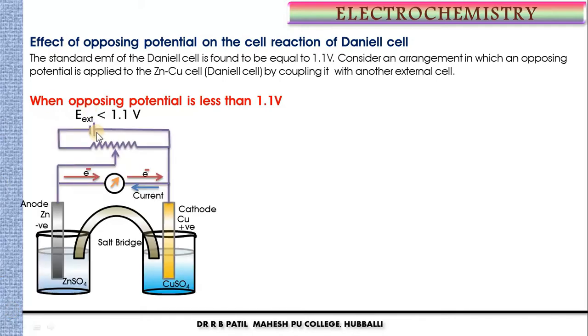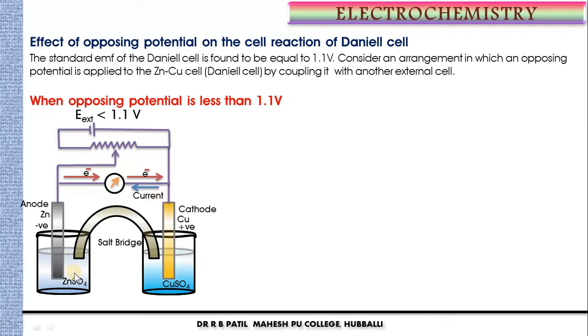See, this is the arrangement we have in the Daniell cell. This is the external source of battery from which we are applying external voltage that is less than 1.1 volt to the Daniell cell. This is our Daniell cell. Under that condition, there will not be any change in the functioning of the Daniell cell. Electrons will flow from zinc to copper only, like this, but current direction is from copper to zinc.